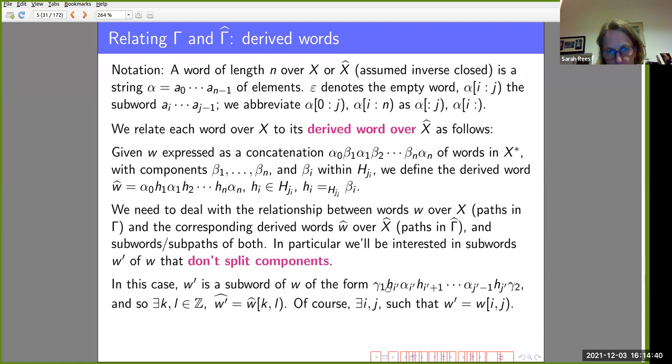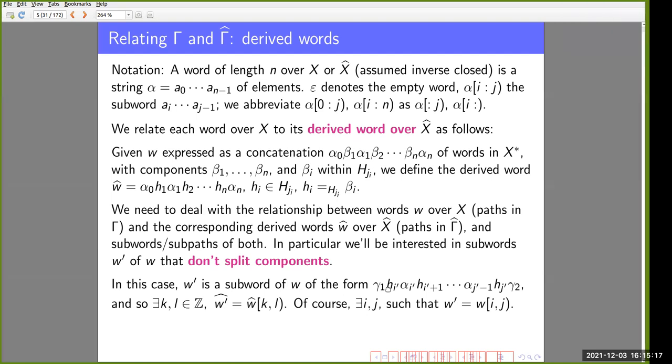And if you've got a string of symbols within W, all from the same subgroup, then I can replace that string by the element of the subgroup that string represents, and then I've constructed the derived word over a larger generating set which contains all the elements of the subgroups, and which represents the same element, but it's over a larger generating set.